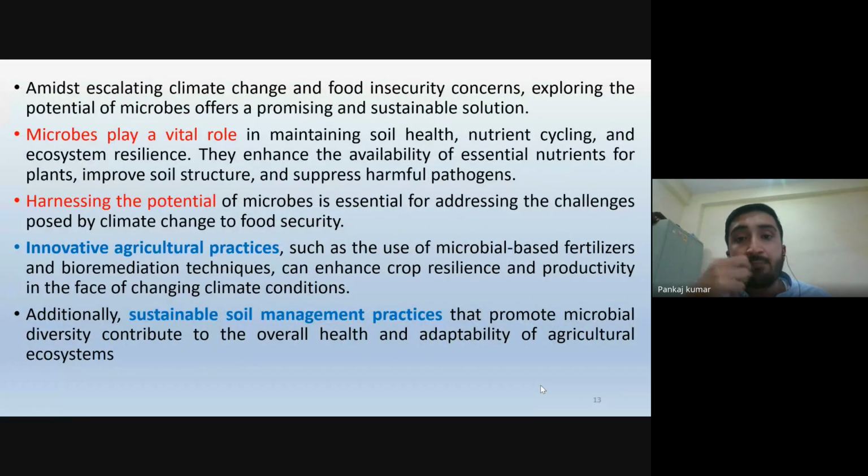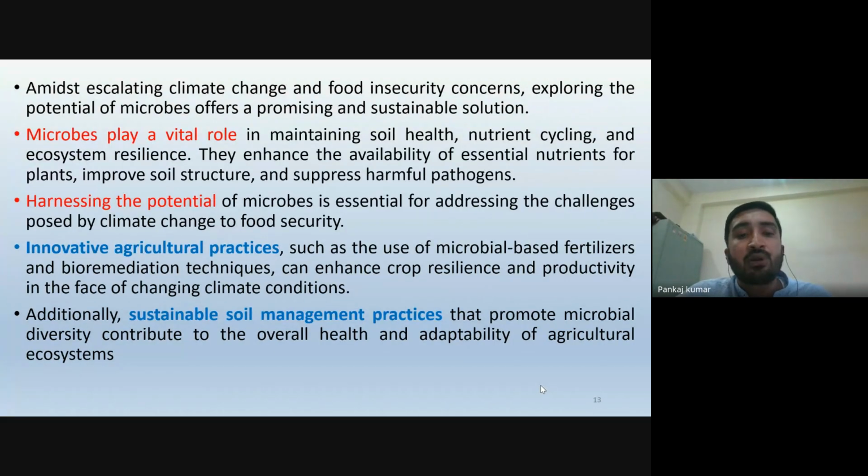Amid escalating climate change and food insecurity concerns, exploring the potential of microbes offers a promising and sustainable solution, because sustainability is a key issue which we have to deal with. Without sustainability we cannot produce the food in this limited available land. So microbes play a vital role in maintaining soil health, nutrient cycling, and ecosystem resilience. They enhance the availability of essential nutrients for plants, improve soil structure, and suppress harmful pathogens, which we will see in later slides.